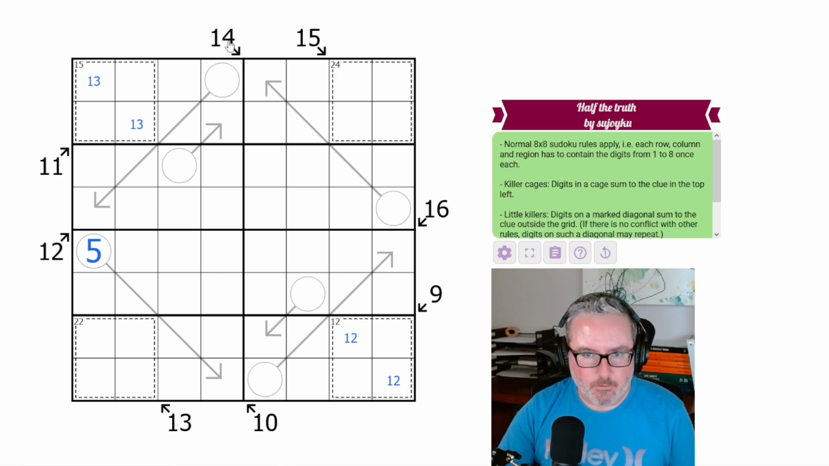The same is going to be true for all these other ones. So this 12 clue means this is a 6. This 14 clue means this is a 7. 16 clue means this is an 8.